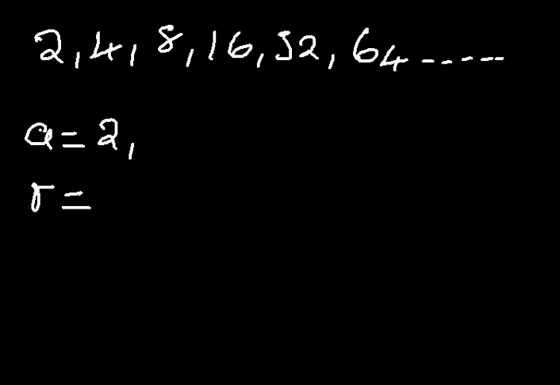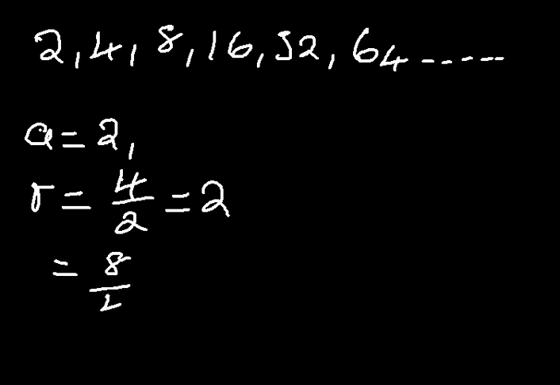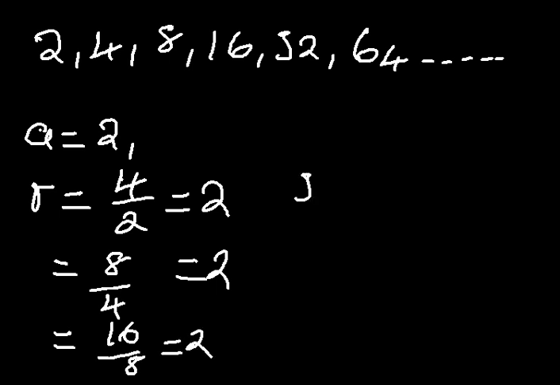For this case, we have 4 divided by 2, which is 2. In the same way, we can have 8 divided by 4, which is also 2. We can also have 16 divided by 8, which is 2, and even 64 divided by 32, which is 2. So that's how the common ratio is obtained.